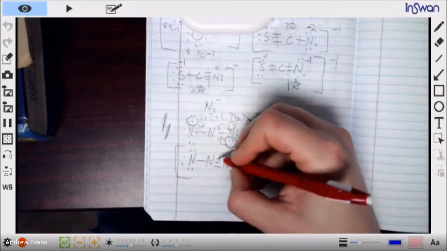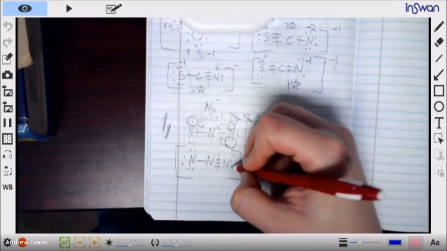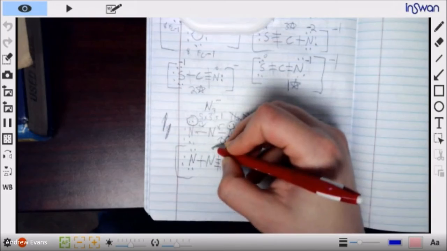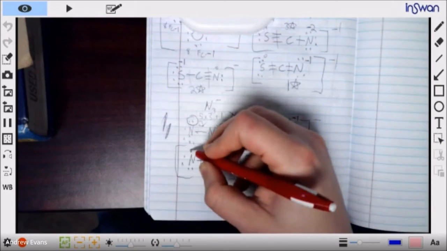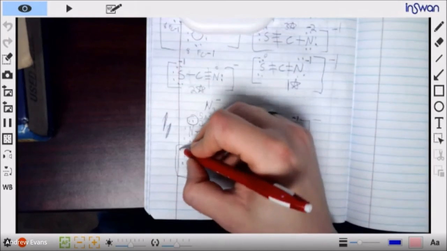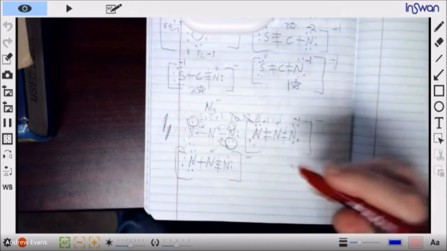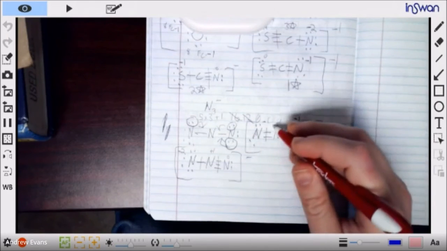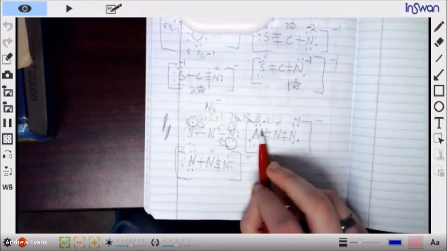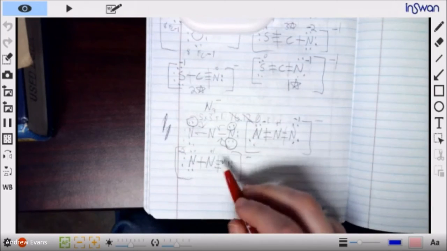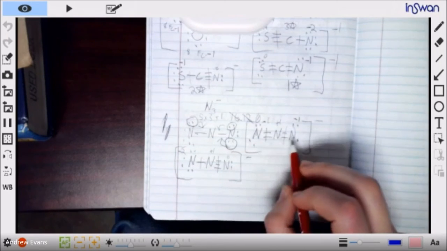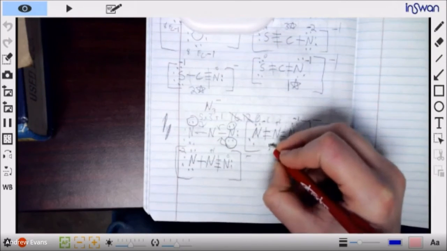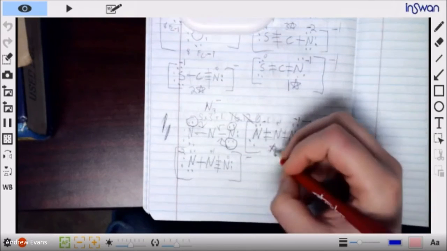What about this structure? 1, 2, 3, 4, 5. Formal charge of 0. 1, 2, 3, 4. Formal charge of +1. 1, 2, 3, 4, 5, 6, 7. Formal charge of -2. Even though they all have the same number of formal charges, this has the formal charges maybe a little bit more spread out, so this one might be a little bit more stable.